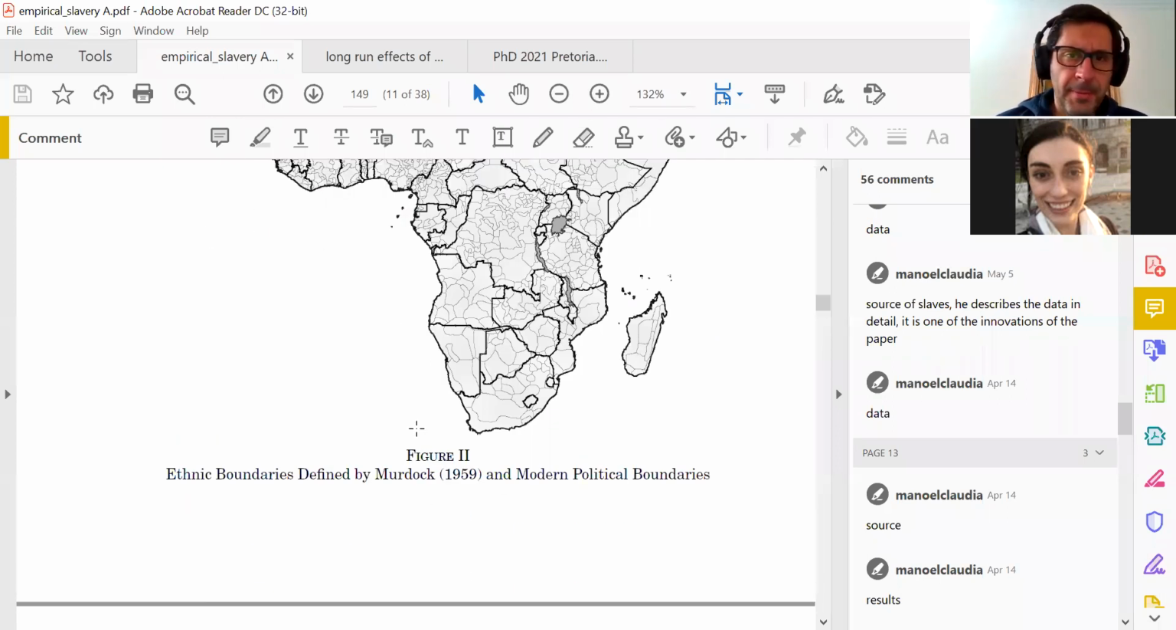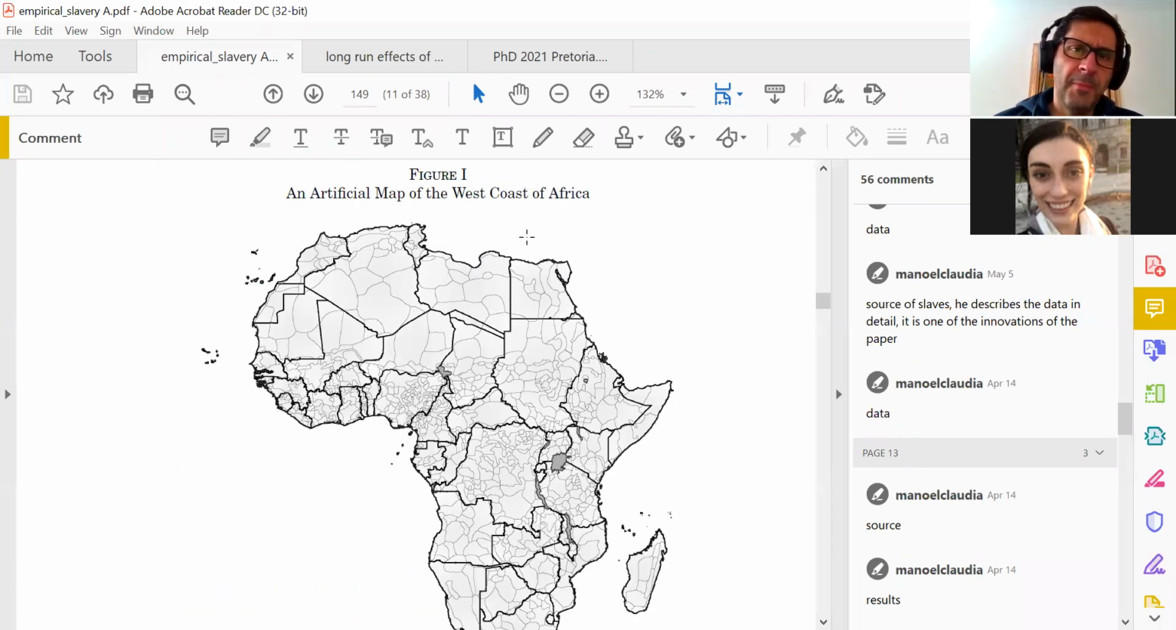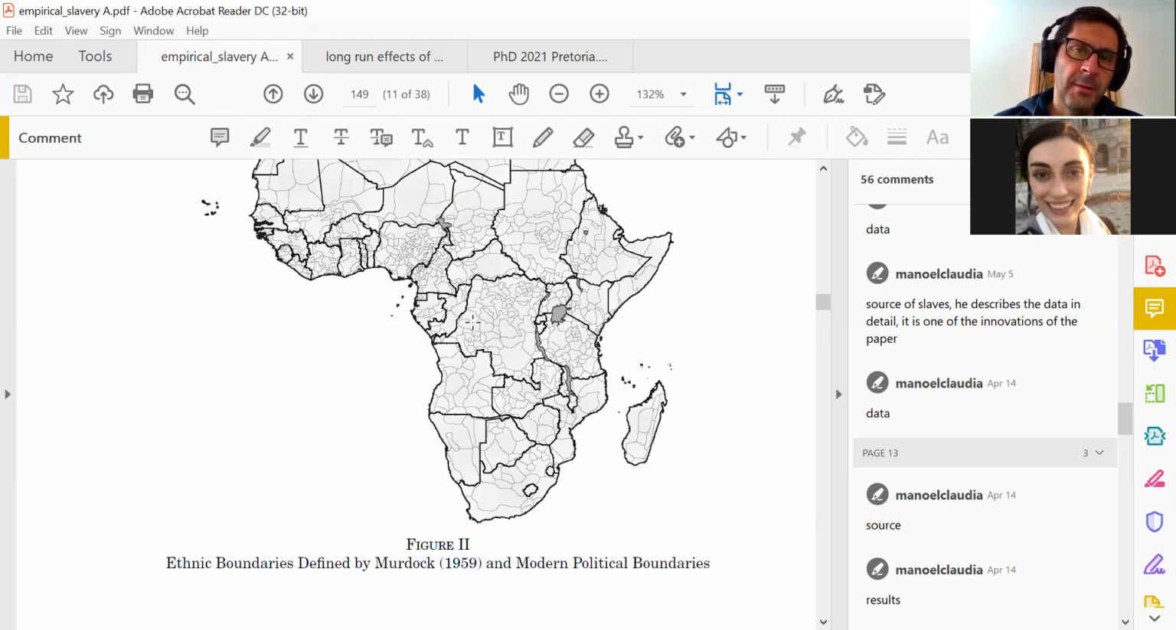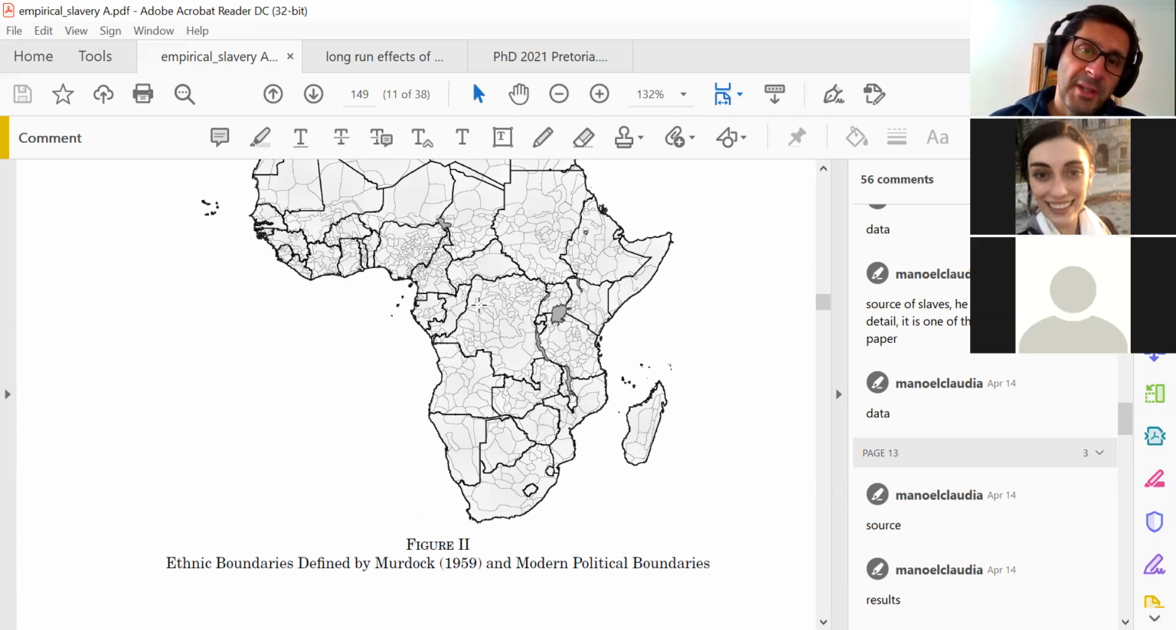And that is the map. This is the map that we saw last week, I think, and we're going to see it again today in the second paper, not only in this paper. Those are the ethnic boundaries, and then also the modern boundaries of African nations, right?